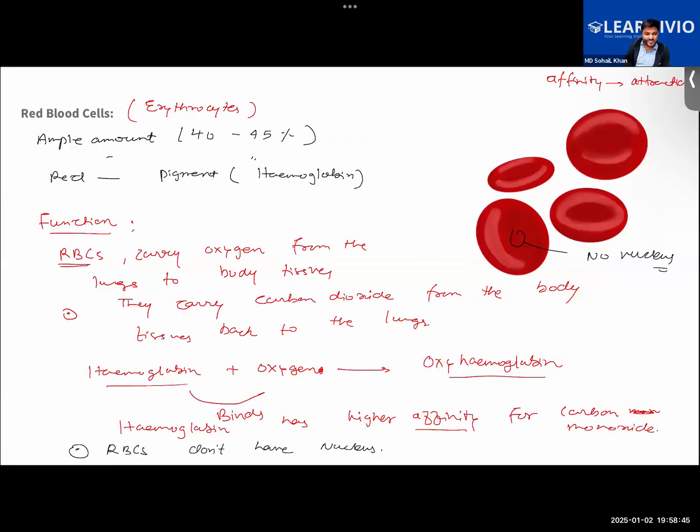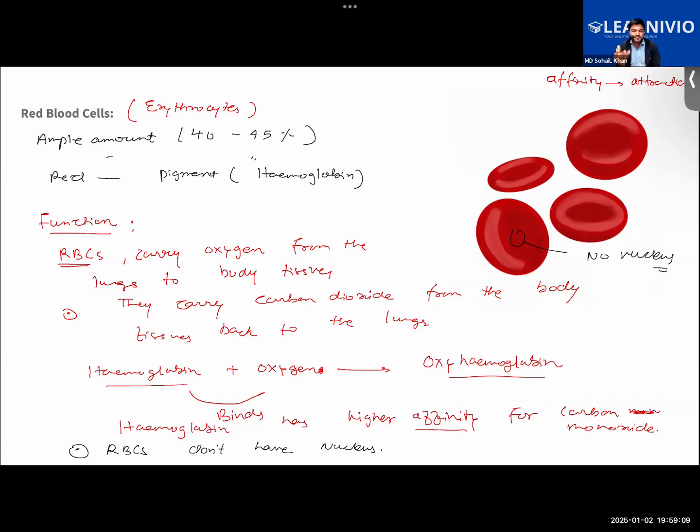Then talking about the red blood cells, these are the cells that are present in ample amount. They are present in a higher amount in the blood, almost 40 to 45% of the blood is made up of the red blood cells. Getting it? Further, they are red in color because they contain this special pigment called, what's the name of the pigment here?